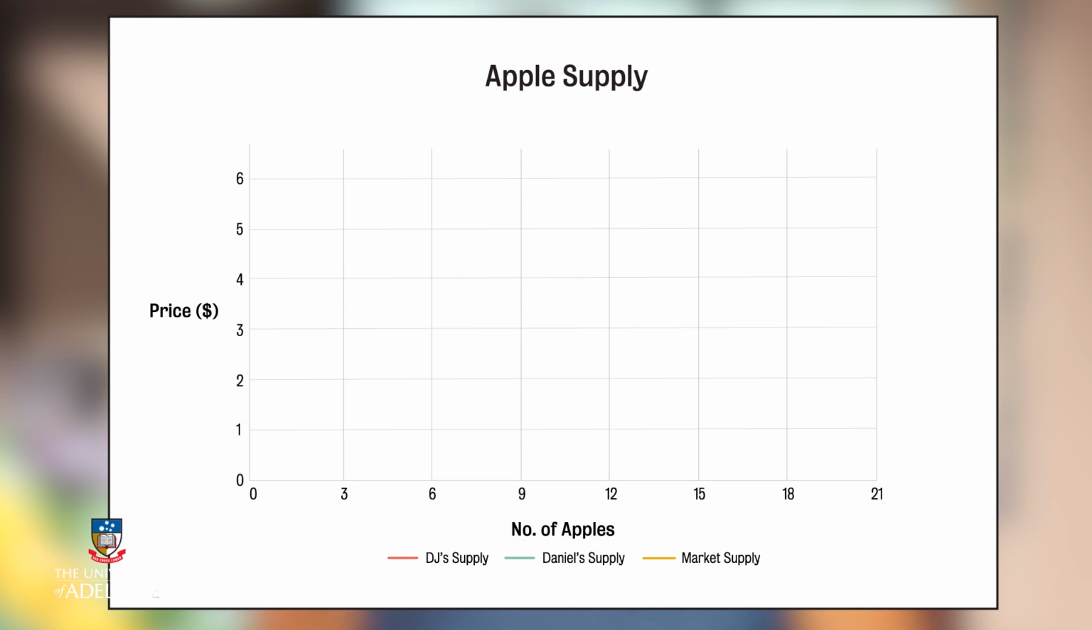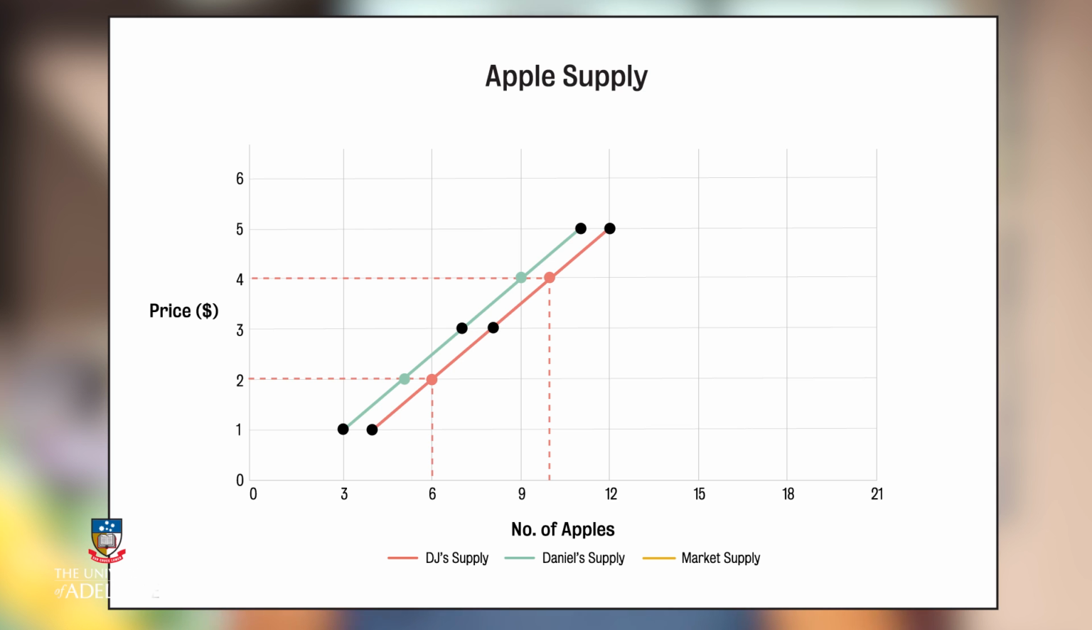In the case of competitive markets, the market supply is the aggregate of all the industry's individual firms' supplies at different prices. Assume that there are only 2 suppliers of apples, Farmer Daniel and Farmer DJ. At a price of $2, Daniel is willing to sell 5 apples. And at a price of $4, he is willing to sell 9 apples. Whereas DJ is willing to sell 6 apples at $2 and 10 apples at $4.